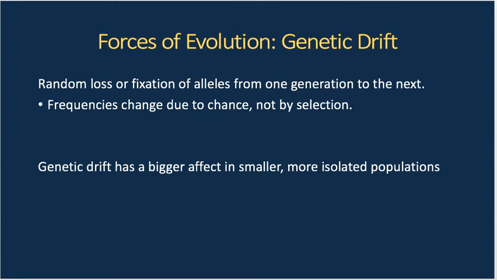The fourth force of evolution here, genetic drift. Genetic drift, as it says here, is the random loss or fixation of alleles from one generation to the next. In the case of genetic drift, we have frequencies changing over time due to chance. So genetic frequencies are changing, the genetic makeup of the population is changing over time, but it's not due to selection. So there's no selection acting, none of the individuals are being selected for by natural selection. You just have these random frequency changes over time that are due to chance. As it says here, genetic drift has a bigger effect in smaller and more isolated populations.